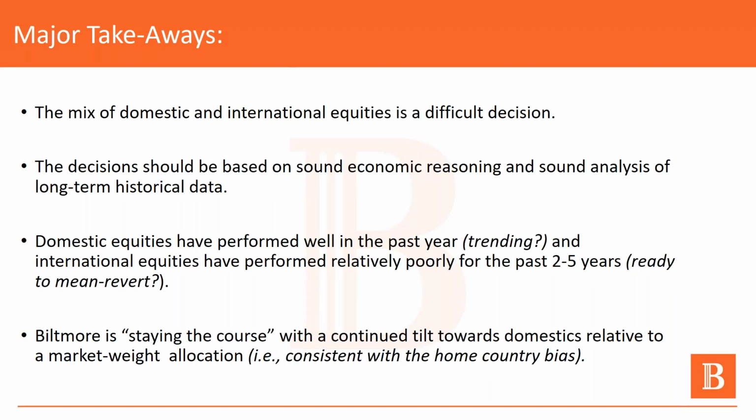Major takeaways: domestic versus international is a difficult decision. It should be based upon sound economic reasoning and sound empirical analysis. Domestic equities performed very well in the past 2 to 5 years. Maybe it's time to be concerned about having too much of a home country bias. But at this point, Biltmore is staying the course. We continue to tilt towards domestics relative to a market weight allocation.